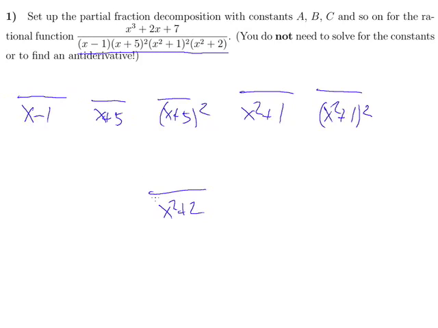Now for the numerators, if our denominator comes from a term of degree 1, the numerator will be just a variable, so we get A, B, C here. If we have a quadratic term in the denominator, we get a linear term in the numerator, so here we get Dx plus E, Fx plus G, and Hx plus I, and that is the setup.